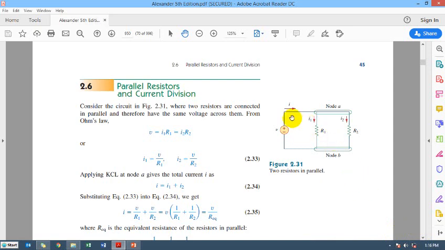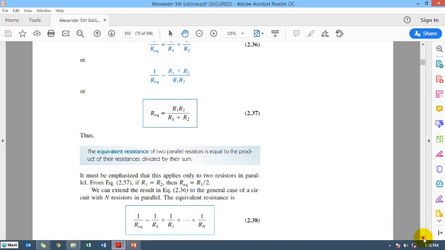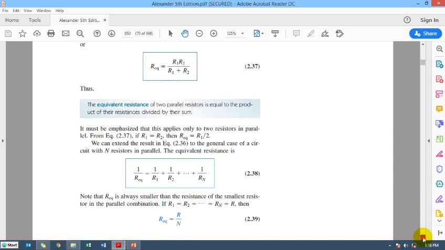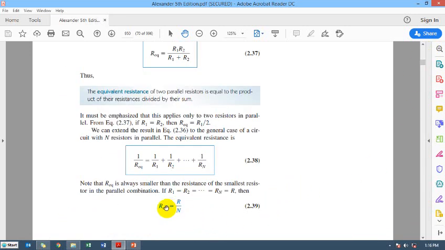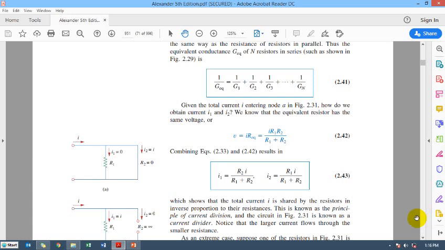Right, if this current is replaced by a current source, then this current will be equal to the current source. But if this current is being divided between R1 and R2, how will we do it? The formula is given by I1 equals R2 multiplied by I, divided by R1 plus R2.